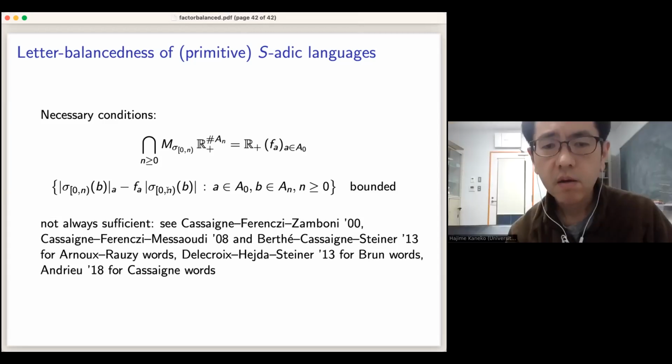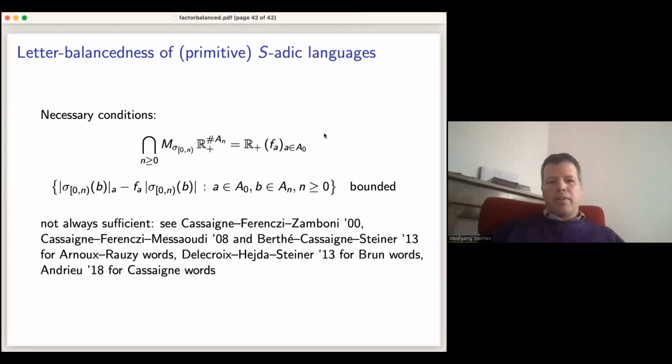Okay, thank you. Yes, if I have a finite set of morphisms and exponential convergence, this is sufficient. So something like the second Lyapunov exponent being negative is a sufficient condition for balancedness. Okay, thank you.